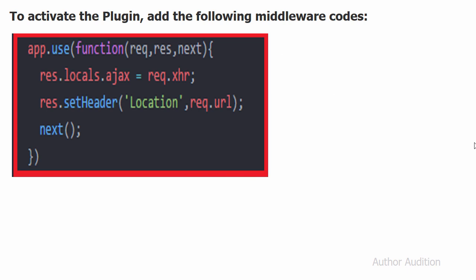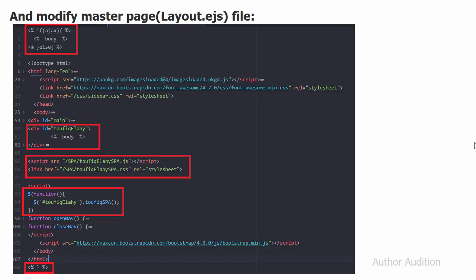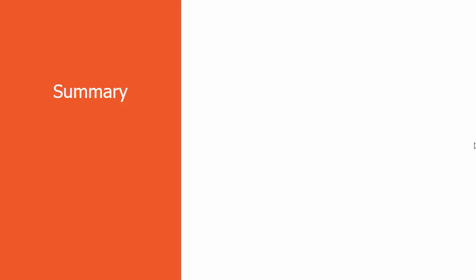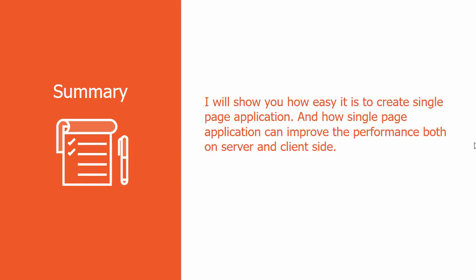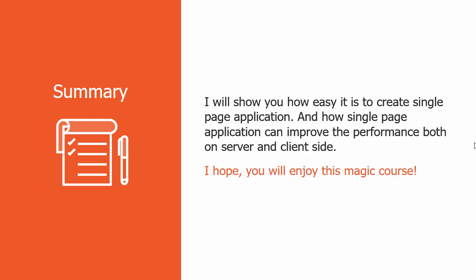To activate the plugin in a Node application, you just need to add the following middleware code and modify the master page, which I will show you later. I will show you how easy it is to create a single page application and how a single page application can improve the performance both on the server and client side. I hope you will enjoy this magic course.